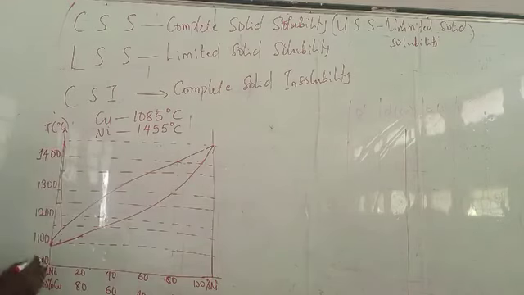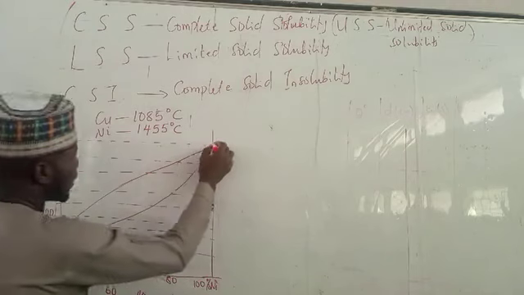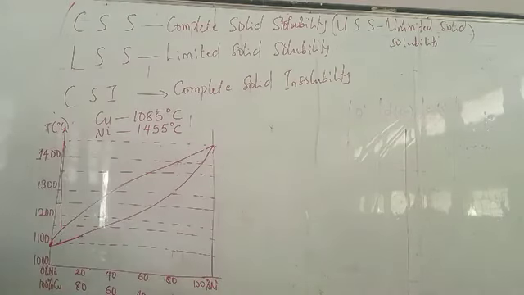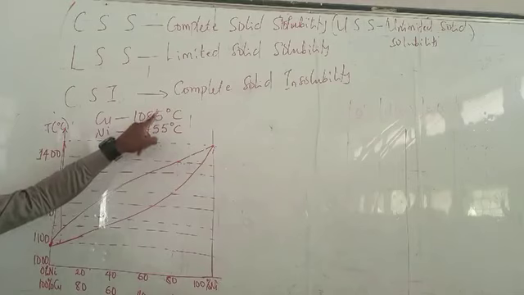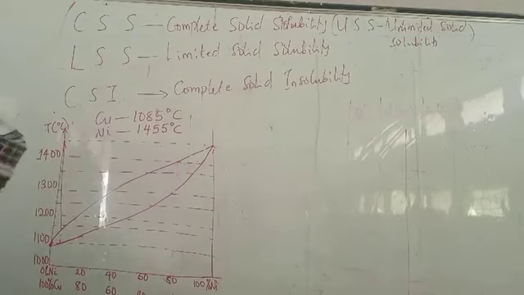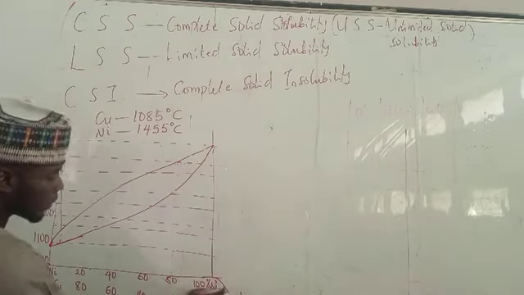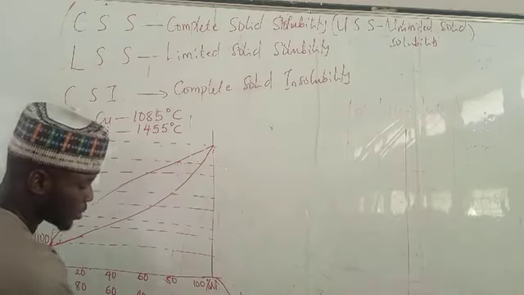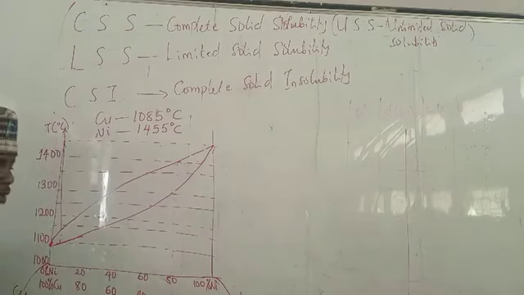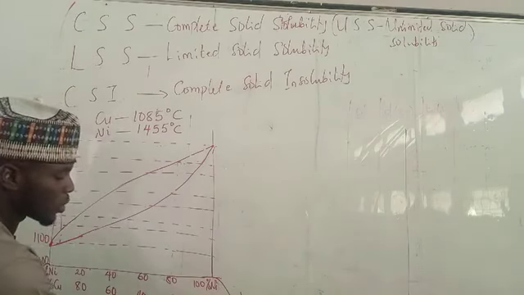If you pick copper and plot it on the axis, taking this temperature range, copper, which melts at 1085 degrees, will have its melting temperature here. Nickel, on the other hand, will have its melting temperature on this axis, because the melting temperature of nickel is far greater than that of copper. So this is 0% nickel and this is 100% copper. This axis represents the copper axis, while the other represents the nickel axis. So when you have 100% nickel, you are not expected to have any copper.